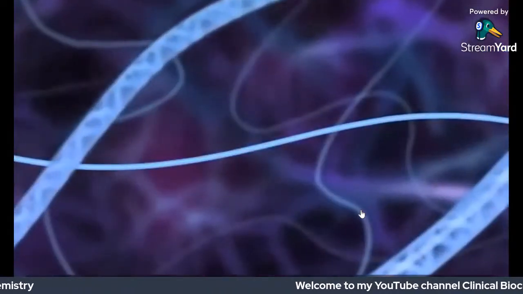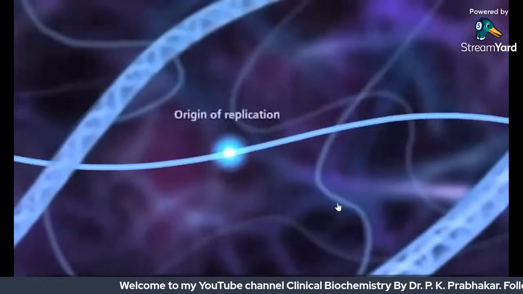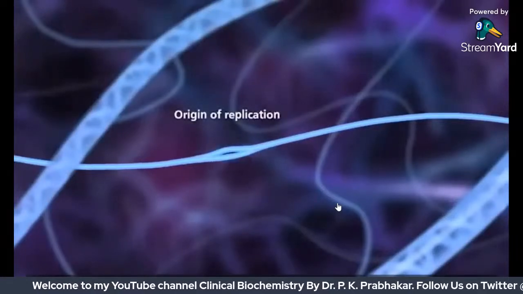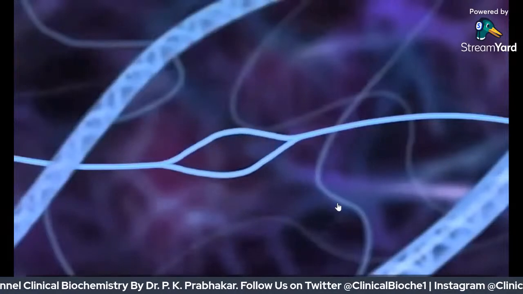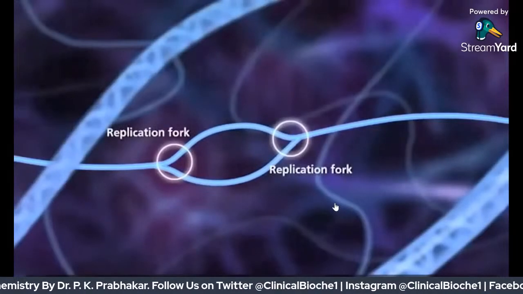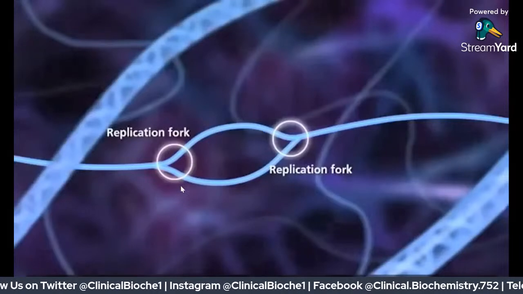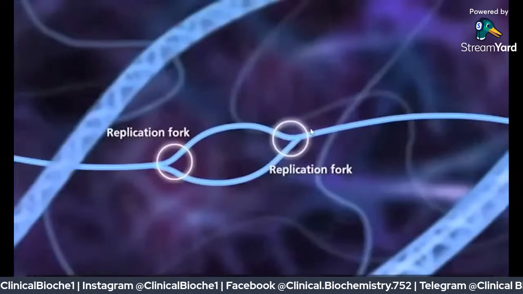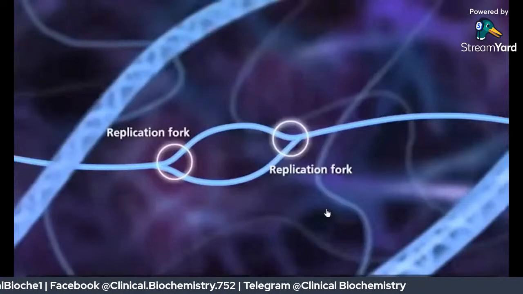DNA replication will begin at a specific area of the molecule called the origin of replication. The origin of replication denotes the area of active replication called the replication fork. So this is one replication bubble where you can see this is one replication fork on this side and another replication fork on this side. So from both sides replication is going to occur.